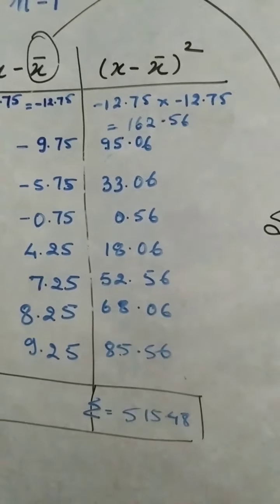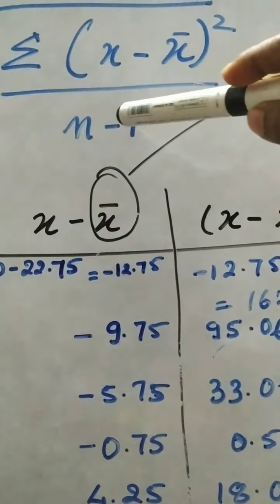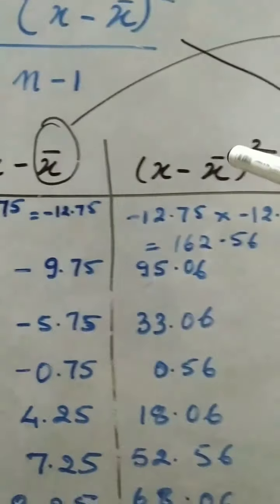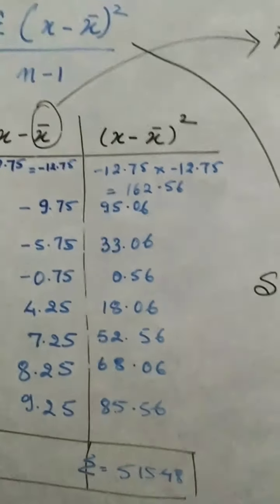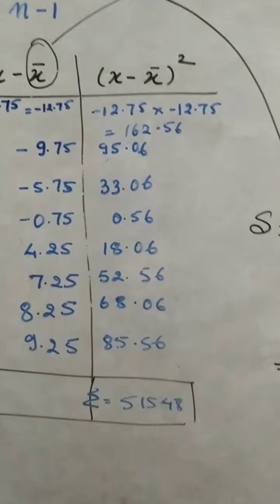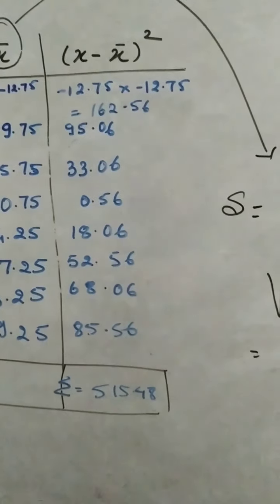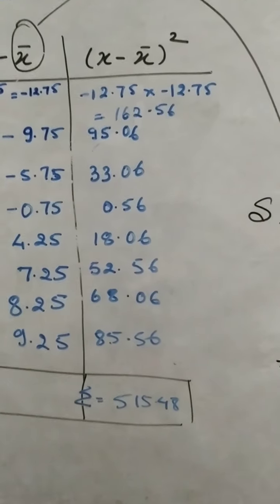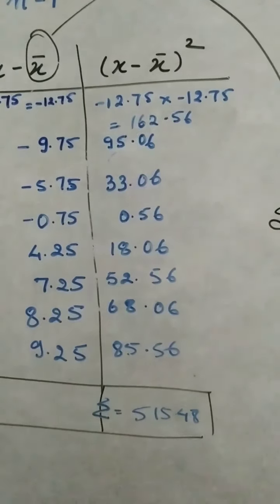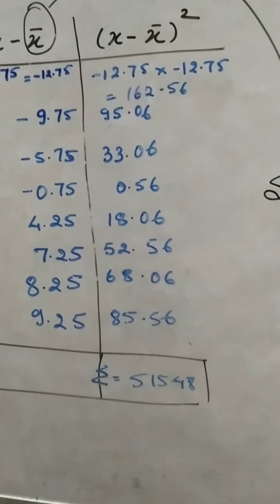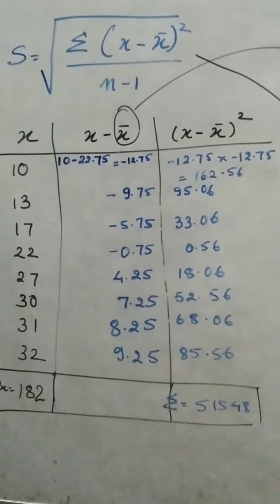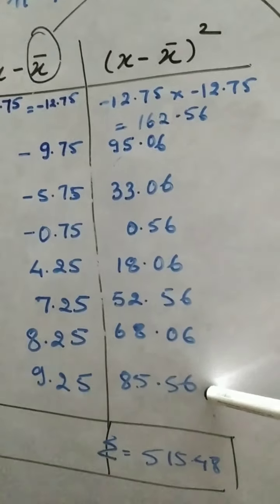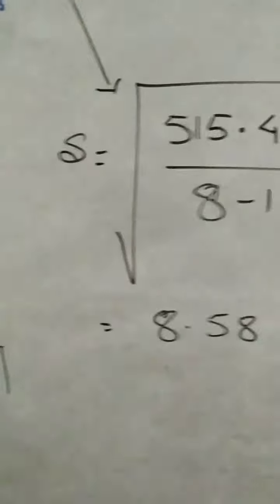The next column is, as we want in the formula, sigma x minus x bar whole square. So first we take out this value and then we do the square of this. It means the value will be minus 12.75 into minus 12.75. That comes to 162.56. The next value is 95.06, 33.06 and so on. So we need the summation of it. As per the formula, we will do summation, that is addition of these values, which comes to 555.48.